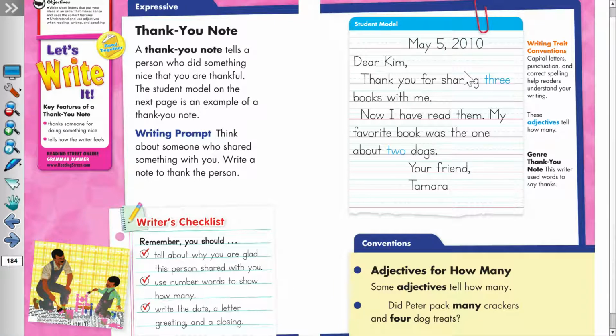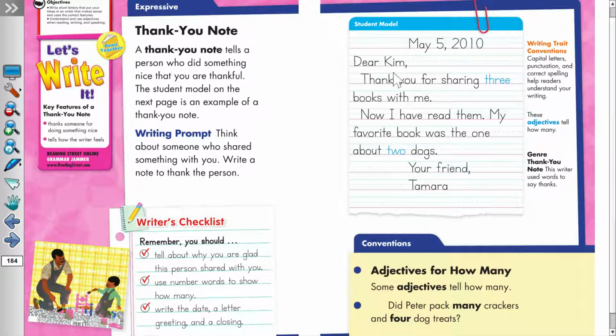So if we look back at the model again, the date goes up at the top a little bit to the right-hand side. And remember, we capitalize that first letter because it's the name of a month. We put the number of the day, comma, and then the year. And then it says it wants you to use a greeting.